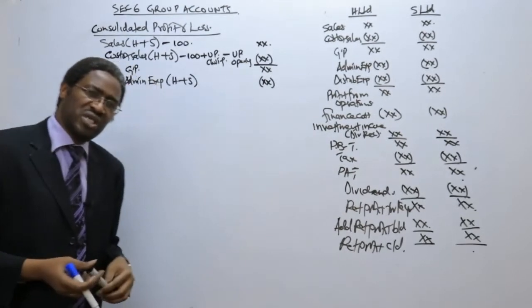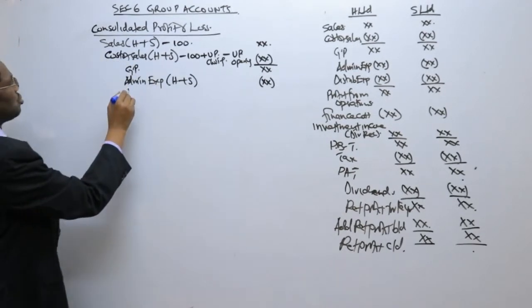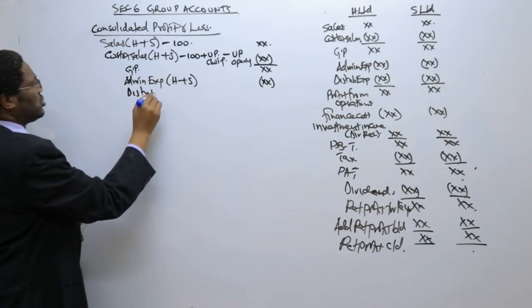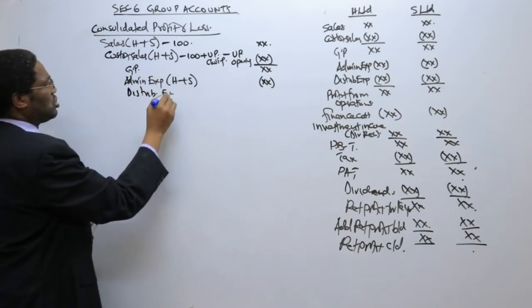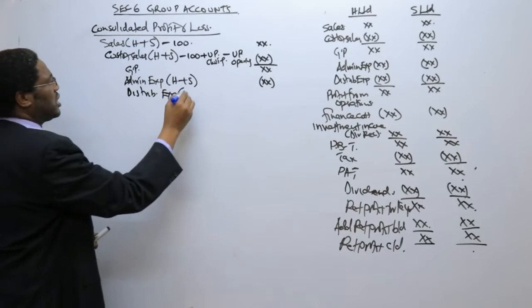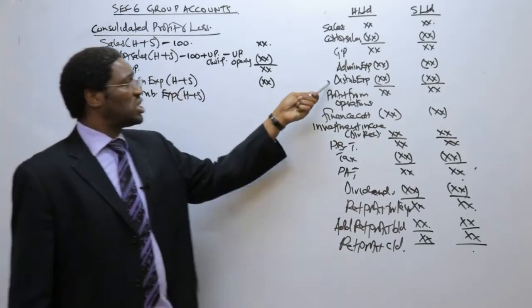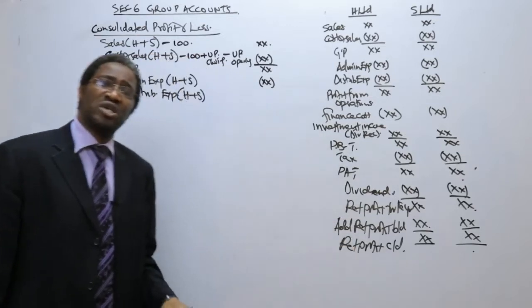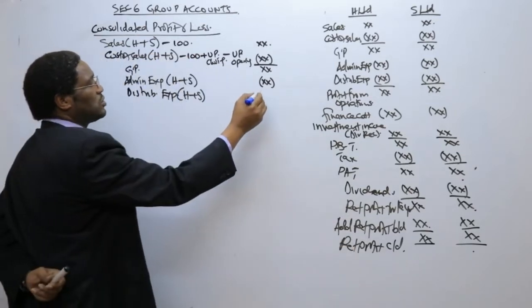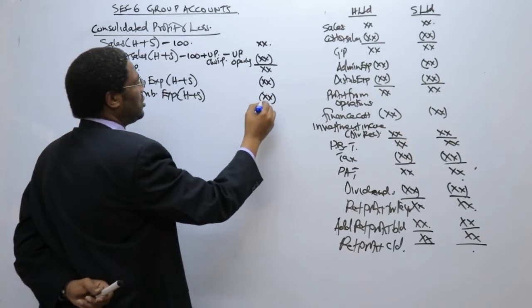Then from there, once you do that, you go to the next item, and the next one is what we call distribution expenses. Again, take the one of the holding company plus the one of the subsidiary company, whatever they are. Again, we are assuming there are no adjustments affecting it. So we just combine those two and you minus.